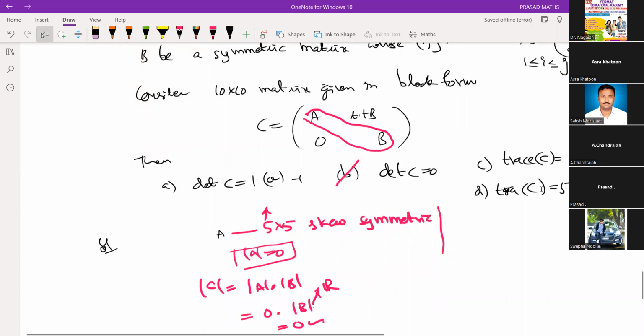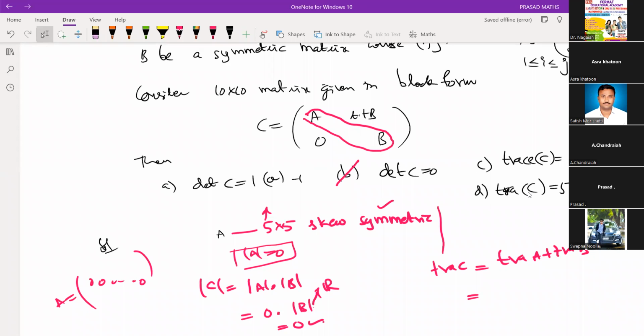Right? Now look at trace. What is the trace of this? Anybody? Trace of this is equals to trace of A plus trace of B. What is trace of A? Anybody? 0, sir. 0, because A is a skew symmetric matrix. A is looking like this: 0, 0, 0, 0, 0 on the diagonal. Right? Because it's a skew symmetric matrix, trace is 0. 0 plus.